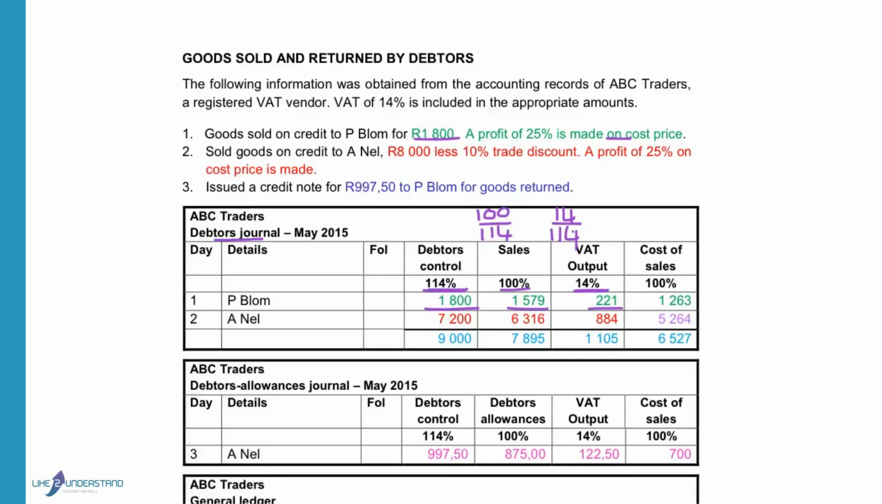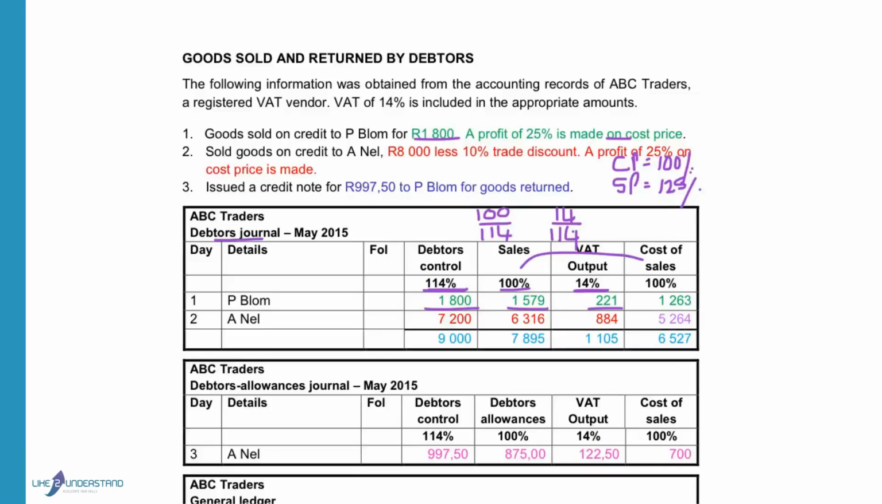A profit of 25% on cost price is maintained. That means the cost price equals 100%, the profit is 25%, and the sales price equals 125%. The cost price is calculated on the sales price excluding the VAT, because the VAT doesn't belong to the business, so you can't calculate cost on VAT.